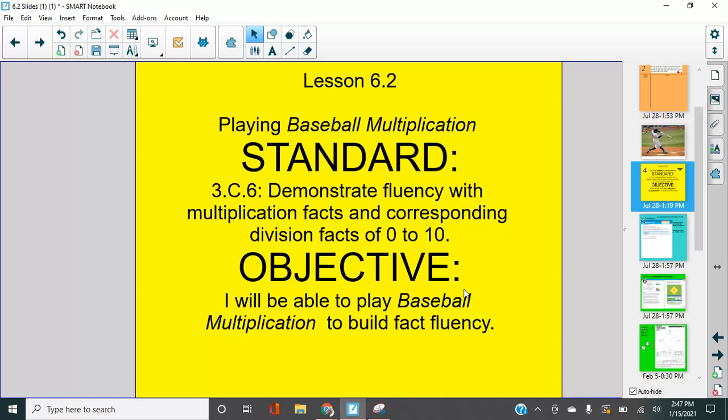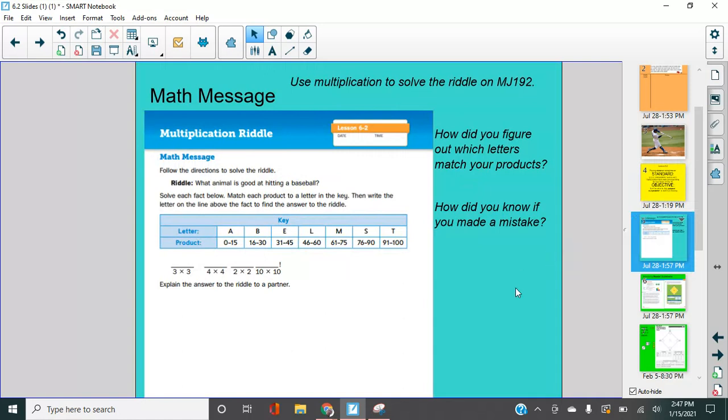And if you're not there yet, don't worry about that, right? That's fine. But as you practice more and more, you'll become faster and more accurate with those multiplication facts. I'd like for you to turn today in your math journal to page 192.